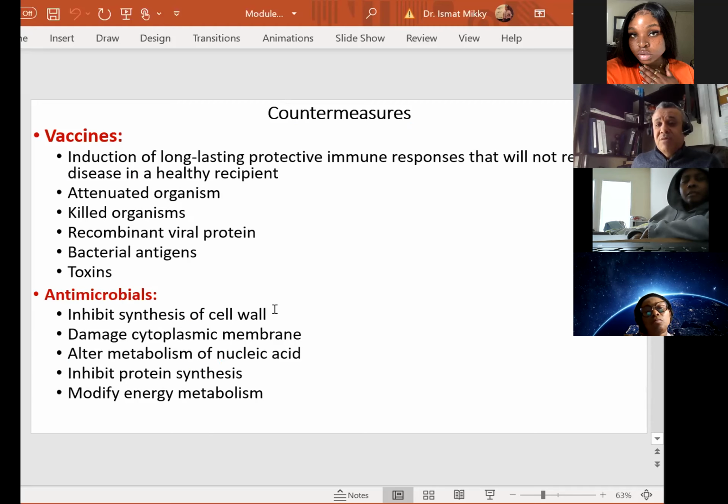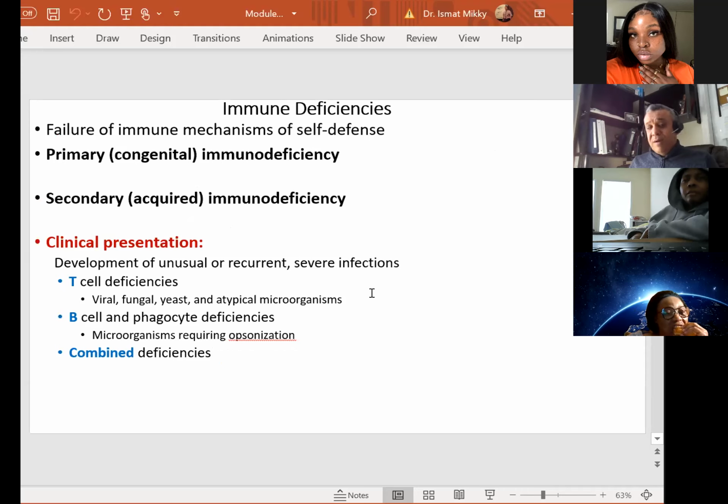Some medications, antimicrobials or antibiotics, will inhibit the synthesis of the cell wall. Other antimicrobials or antibiotics will damage the cytoplasmic membrane or inhibit protein synthesis. So these are different mechanisms of action of the drugs. In pharmacology, cephalosporin, Rocephin, for example, will inhibit the synthesis of the cell wall. That is an example of an antibiotic mechanism that will treat a specific type of infection.